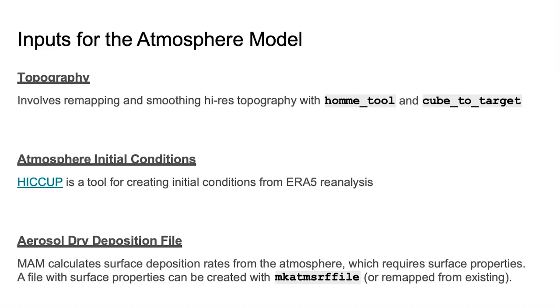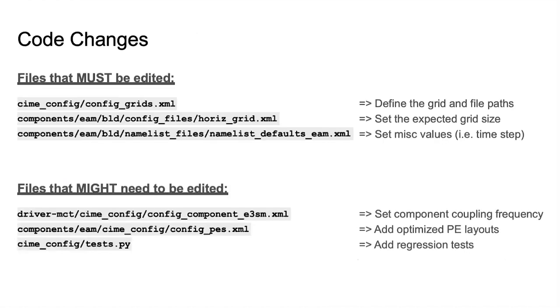The nice thing about HICCUP is that it includes these special adjustment routines around topography to avoid instability right at the beginning. There's also this aerosol dry deposition file, and so MAM has to calculate these surface deposition rates, and to do that it needs information about the land surface. For whatever reason, I don't understand why we have this file really, but I had this conversation with Chi the other day, and it sounds like we don't actually need this. We could remove this dependency by getting that information from the land model.